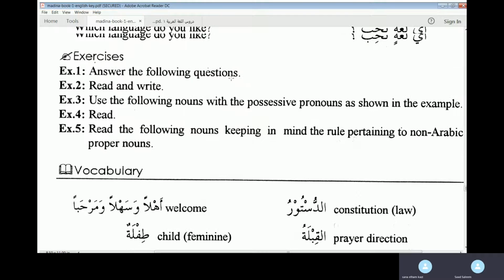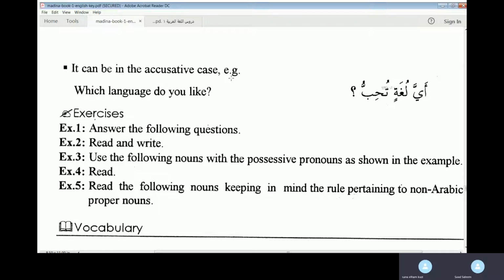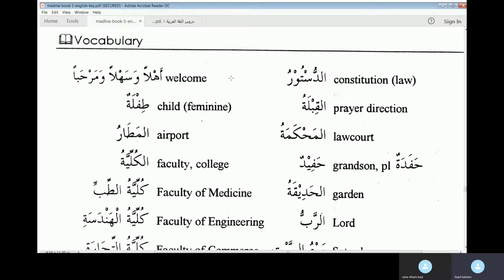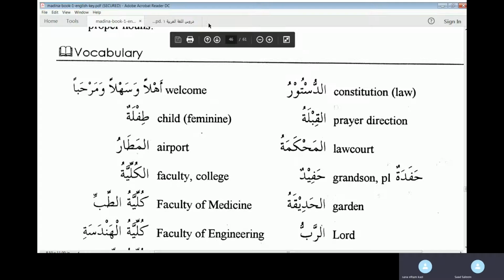So here maful bihi is ayya, that's why it's mansub. Actually, ayya is not maful bihi, but it is used for maful bihi. We don't know exactly which language it is, but that is why we are using this word. The rule is that because ayya is the object, it is mansub. Maful bihi and object are the same thing.